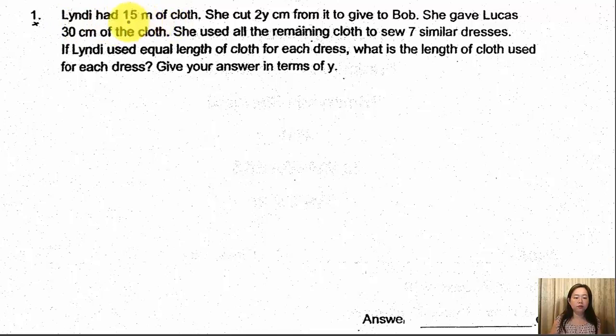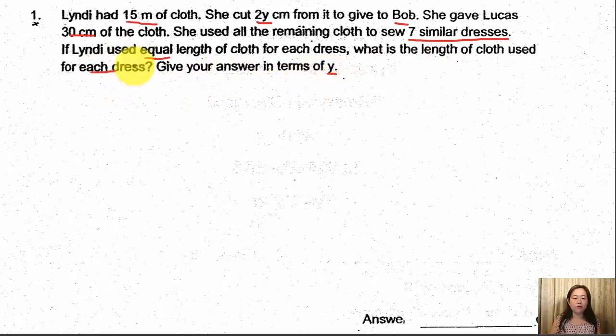Lindy had 15 meters of cloth. She cut 2y cm from it to give to Bob. She gave Lucas 30 cm of the cloth. She used all the remaining cloth to sew 7 similar dresses. If Lindy used equal length of cloth for each dress, what is the length of cloth used for each dress? Give your answers in terms of y.